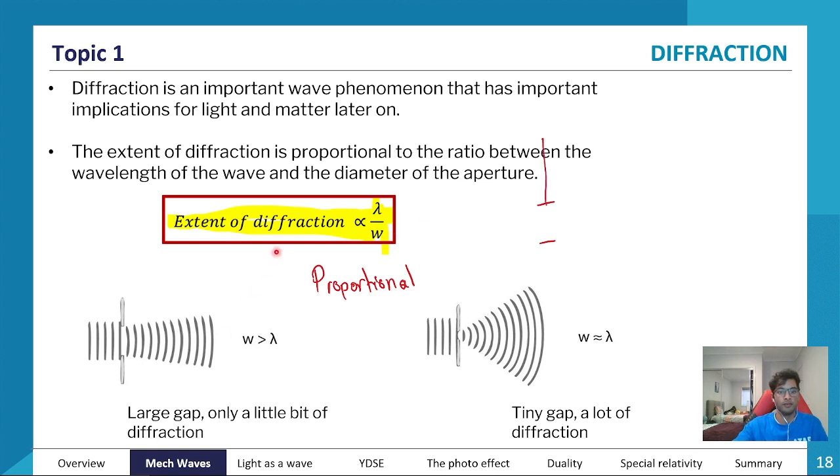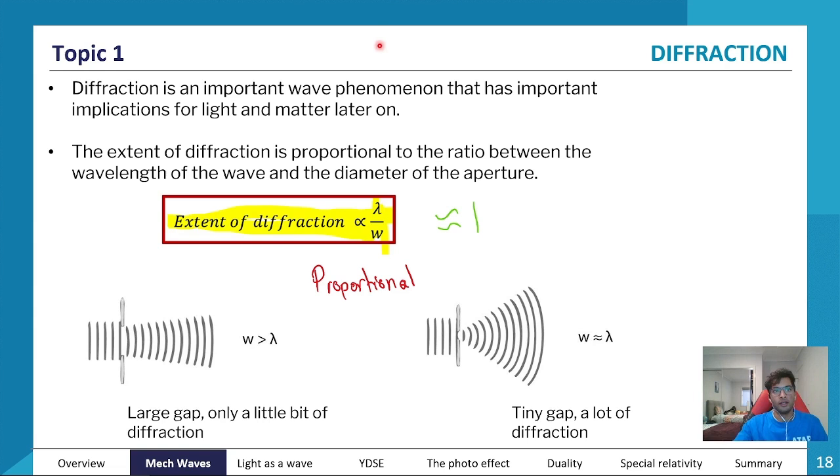So if this is our setup, the width would be this distance, the distance between the two gaps. Cool. The next thing you have to keep in mind is this is a ratio. So the extent of diffraction is proportional to the ratio of the wavelength divided by the width. So if you want to maximize diffraction, you want this value to be close to 1. You want that to equal approximately 1.